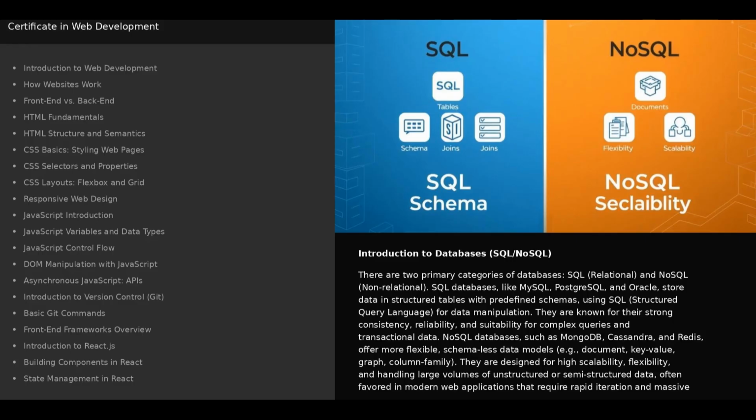They are designed for high scalability, flexibility, and handling large volumes of unstructured or semi-structured data, often favored in modern web applications that require rapid iteration and massive scale. Each type has its strengths and weaknesses, and developers often choose based on the application's data characteristics and scalability demands. Many modern applications use a combination of both, known as polyglot persistence, to leverage the best features of each.